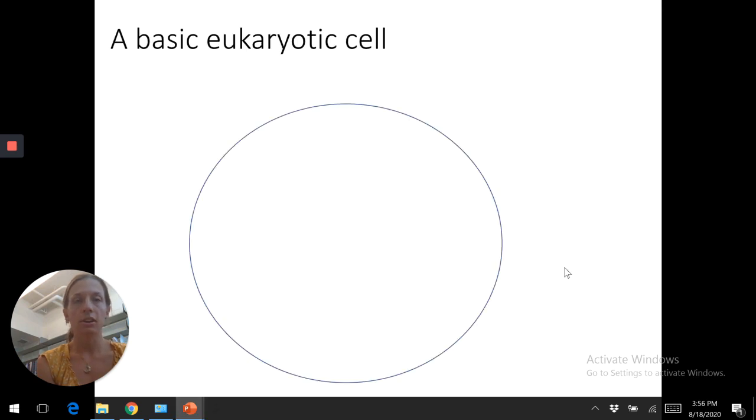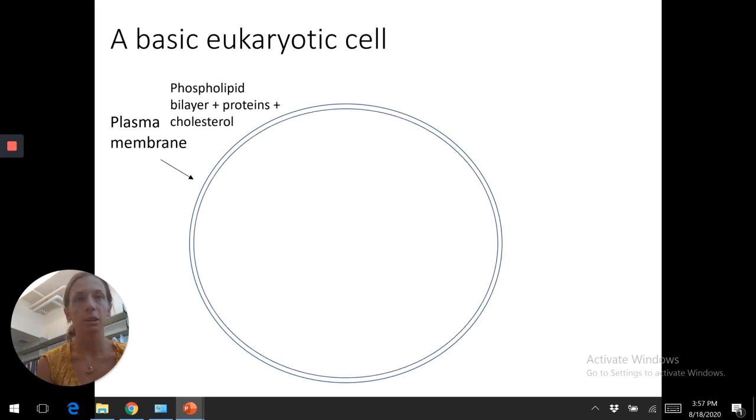So let's get started here. A basic eukaryotic cell. Here it is. Pause the video and label some components of it. All right, we got the plasma membrane. So this is the cell membrane or plasma membrane that is actually a bilayer. So it's a phospholipid bilayer. Doesn't even quite look like this, but this is a little closer. We'll talk more about it next week.